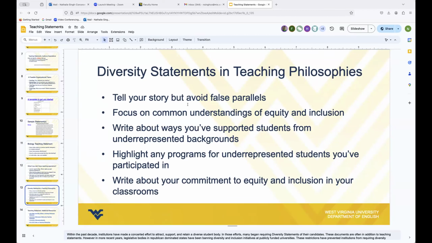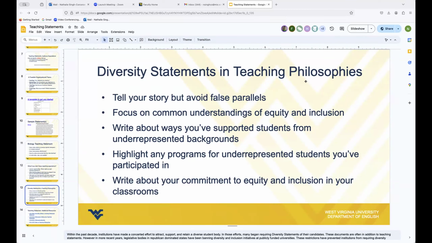within the past couple of years, particularly in red states, there have been efforts to prevent institutions from requiring diversity statements in job packets. But that doesn't mean that discussing equity and inclusion wouldn't be important, especially if you have a lot of experience and really strong feelings and beliefs regarding equity and inclusion. So what I would do, if you're in that position, is include information about your experiences with equity and inclusion in your teaching statements.